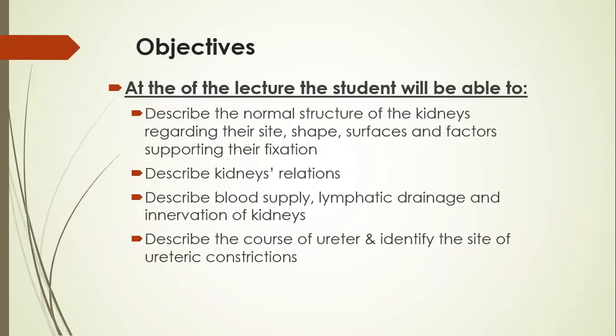These are the objectives for this lecture. Describe the normal structure of the kidneys regarding their side, shape, surfaces, and factors supporting their fixation. Then describe kidney relations. Then describe blood supply, lymphatic drainage, and innervation of the kidney. Then describe the course of the ureter and identify the site of ureteric constriction. So these are the objectives we'll cover today.